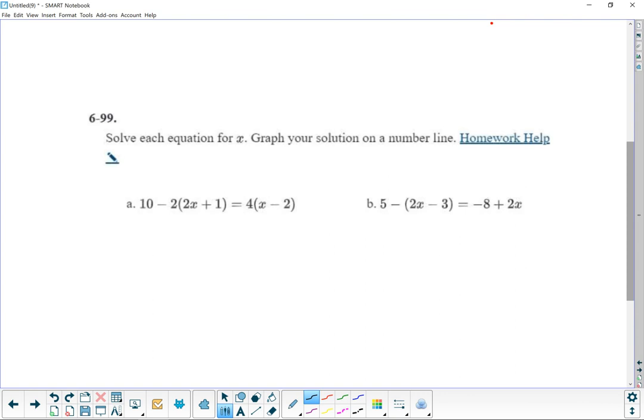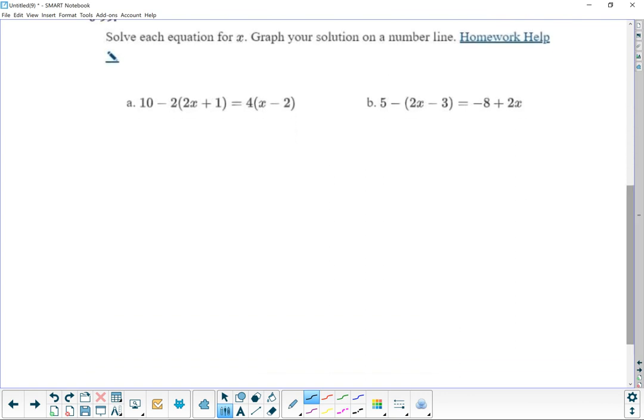Okay, last one. Solve each equation for x. Graph your solution on a number line. Whoop-de-doo.